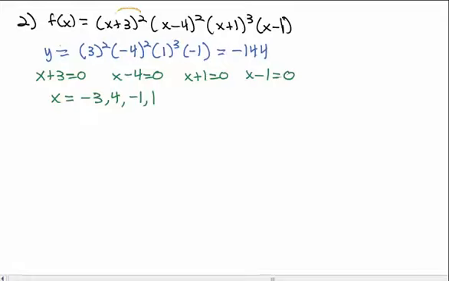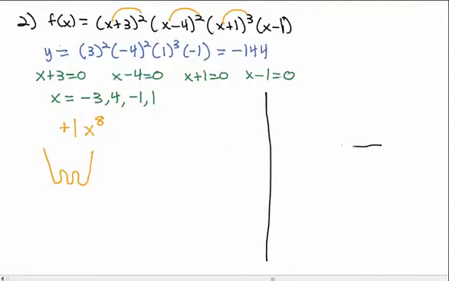Shape-wise, we can kind of look at the squaring of the x's and the cubing of the x's. So we've got 2, 4, 5, 6, 7, 8 x's, x to the 8th, all multiplied together. The leading term is going to be a positive 1. So it's positive with an even exponent. It's going to come in from the top, wiggle, and go out the top. So let's see what this graph looks like.